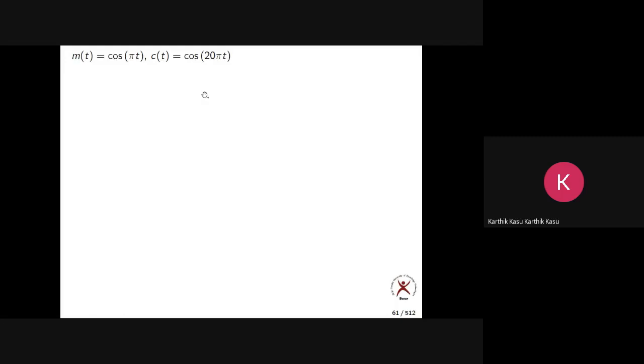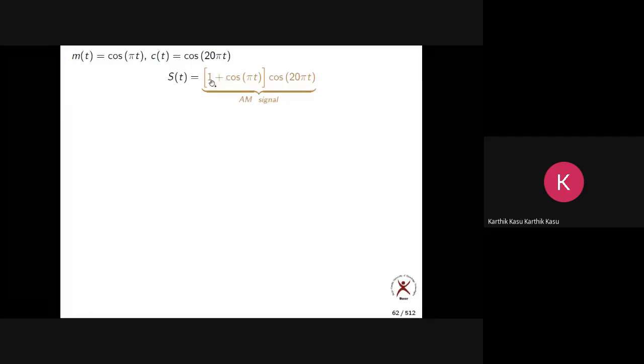Let us go to this example first. This is the same example. The only difference is here mu equals 1. Now if mu equals 1, what does the equation become? 1 plus cos pi t, times cos 20 pi t. Here mu equals exactly 1. Correct? Now what is the maximum value of this envelope? Tell me. 2. Minimum value? 0.